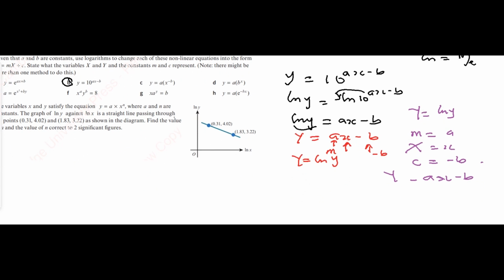Let me do one more. Somebody say I should do question h. For h, I'll just take ln of both sides. Then I will have ln y is equal to ln a e to the power bx. Mind you, this is the same thing as ln y equals ln a, or I put a outside, and I have minus b coming to the back.